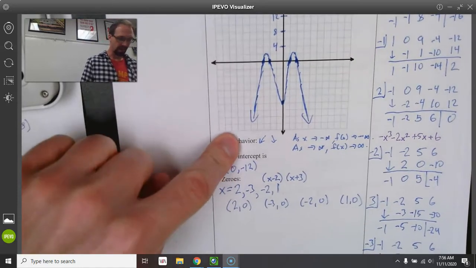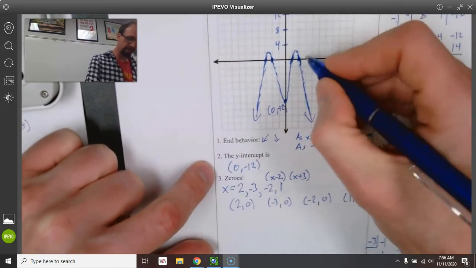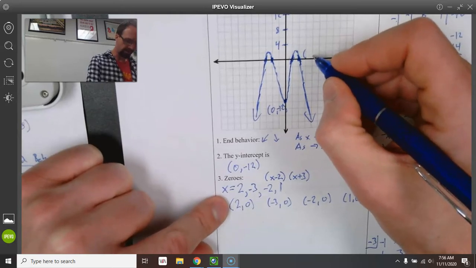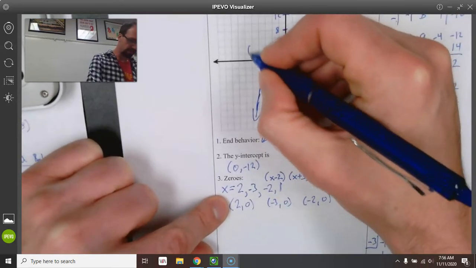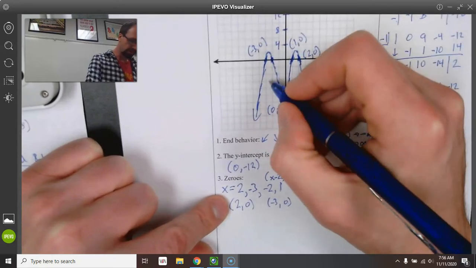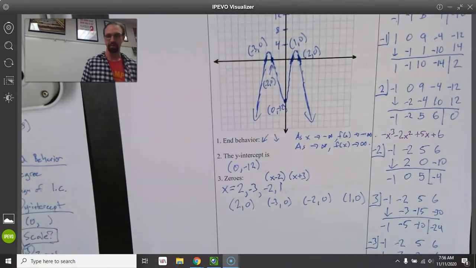This does match the end behavior. I got my y-intercept of 0, negative 12. I have all of my x-intercepts. So 2, 0, 1, 0, negative 3, 0, and negative 2, 0. So I have all of those labeled as well.